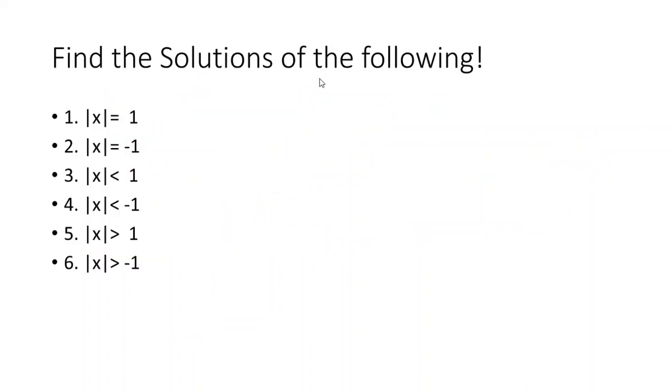Now let us find the solutions of the following. Mod x is equal to 1. Is this true or false? This is true, isn't it? Mod x is equal to 1 is true. So what would be the solutions? I mean solutions then. Sorry. What would be the values of x? X can take -1 or x can take 1. Isn't it? And this value will always be 1. The output will always be 1.